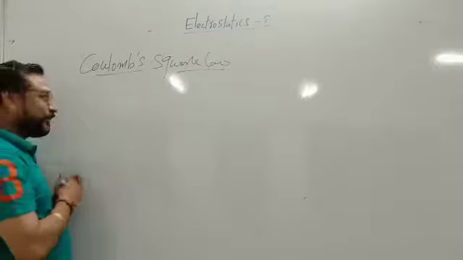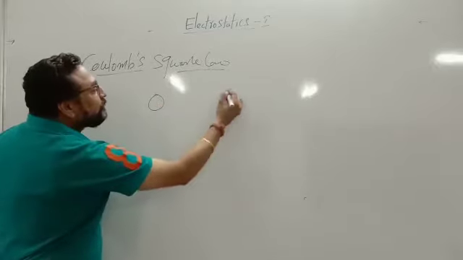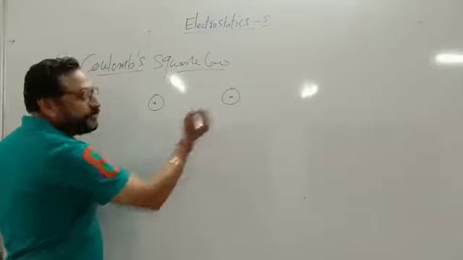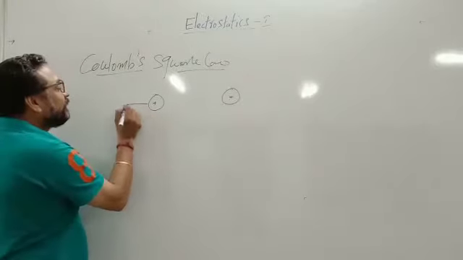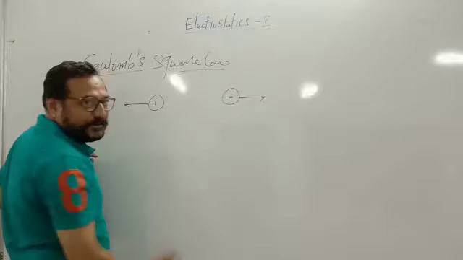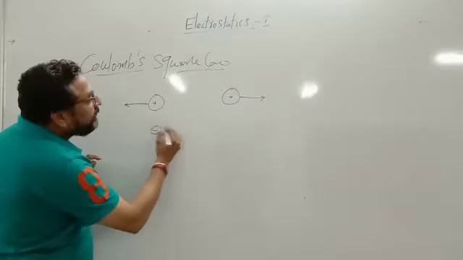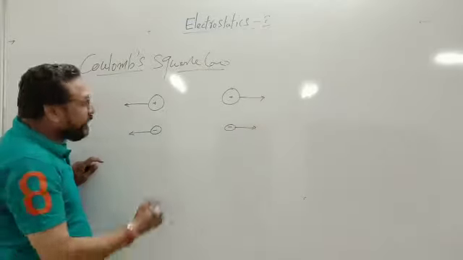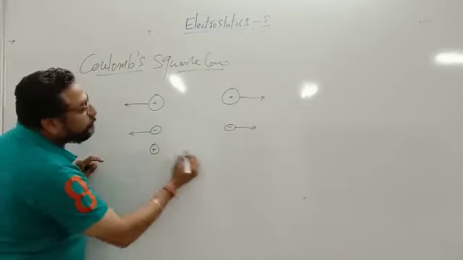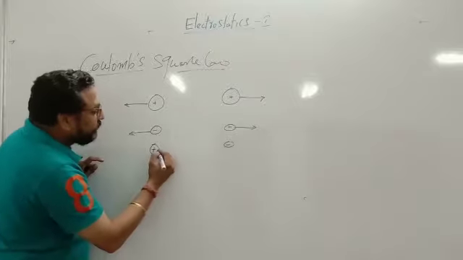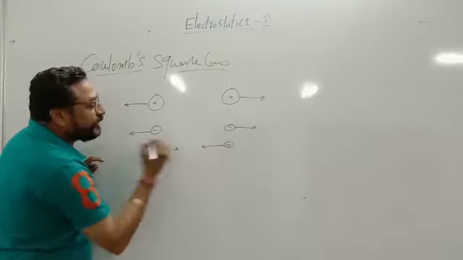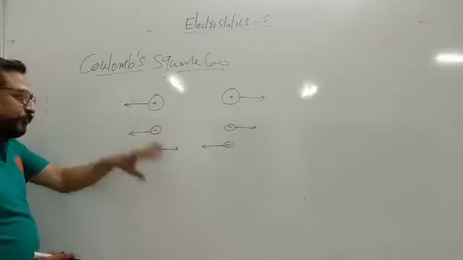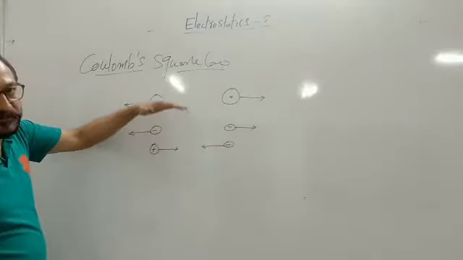In Coulomb's inverse square law, the nature of the charge is very important. If both charges are positive, they repel each other. If both have negative charge, again they repel each other. And if one is positive and one is negative, then they attract each other. It means there are differences: force of repulsion and force of attraction.